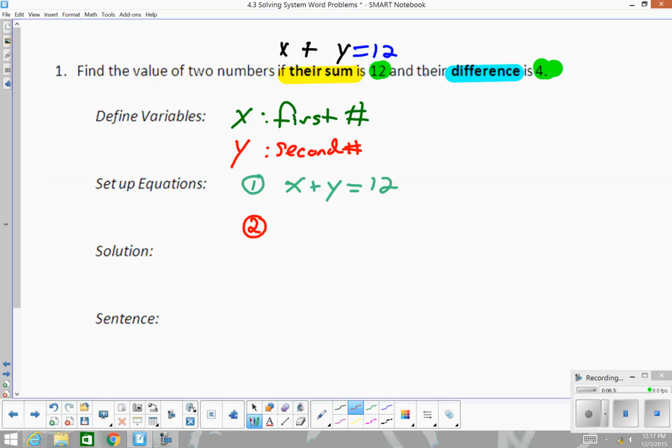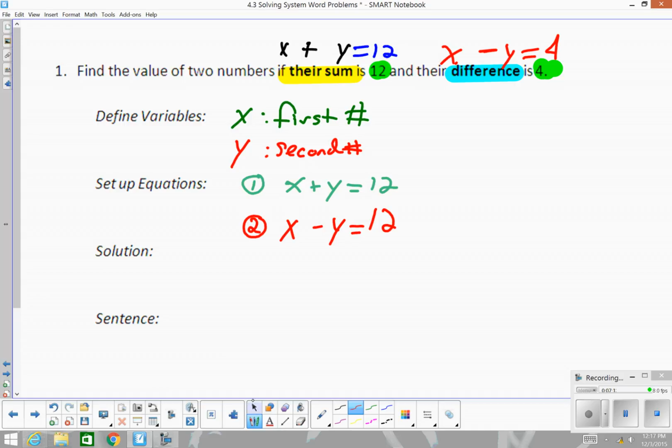Now it says, okay, it has a separation. Their difference. So these two numbers, the difference. So what does difference mean? Difference means subtraction, right? So the difference of these two numbers is 4. So I say, okay, I have my x, I have my y. Their difference equals 4. Okay, is means equals, the value of 4 is the total. So I could write as x minus y equals 4. Okay, so now I have these two equations.